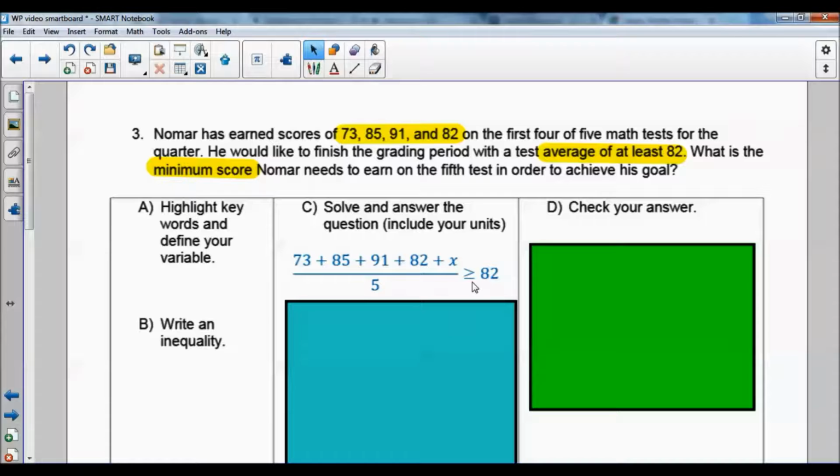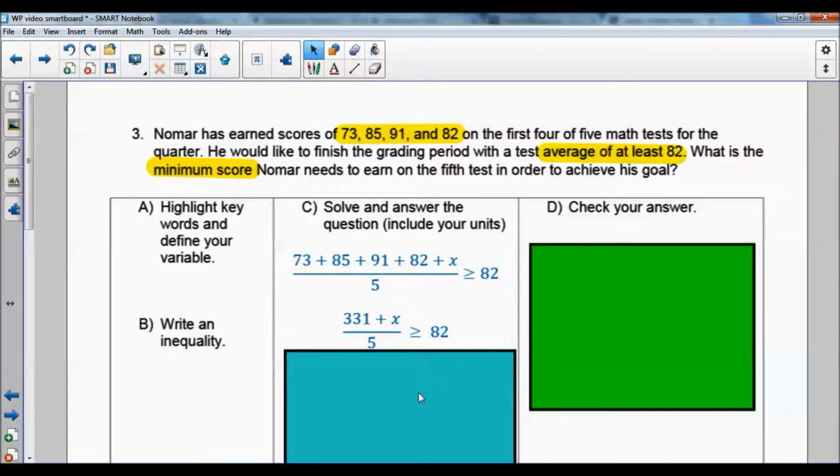If he wants an average of at least 82, right, 82 is great, but he also could get an 83, an 84, 85, as long as it's better than an 82. So that's why all of our scores over here, the average is going to have to be greater than or equal to 82. Okay, so I'm going to combine like terms on top of my fraction. So 73 plus 85 plus 91 plus 82 is 331. And then we still have our plus x over 5 is greater than or equal to 82.